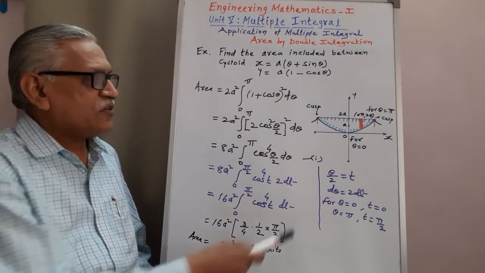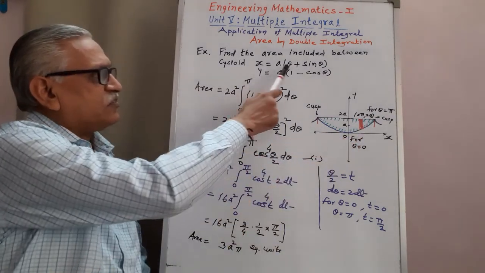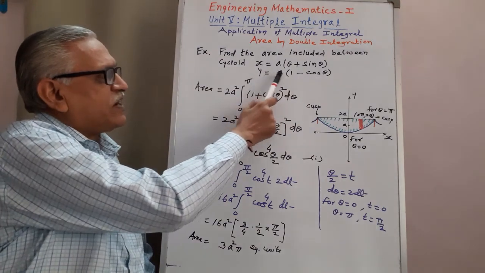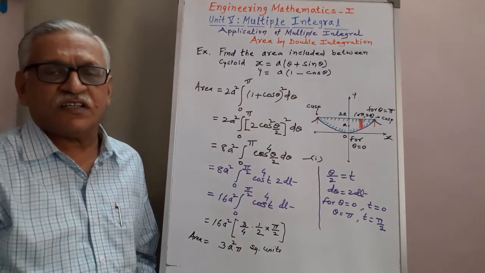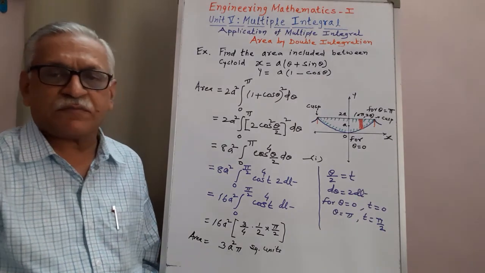Therefore, the area of the cycloid x equals a(theta plus sin theta), y equals a into (1 minus cos theta) by double integration is 3a square pi.